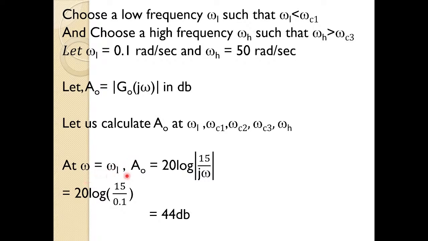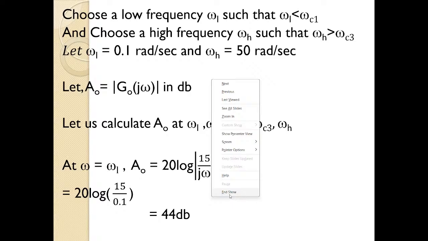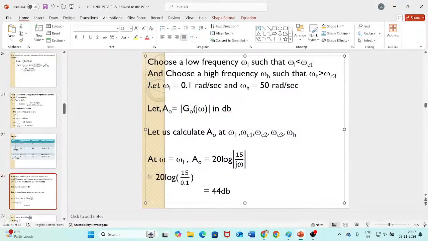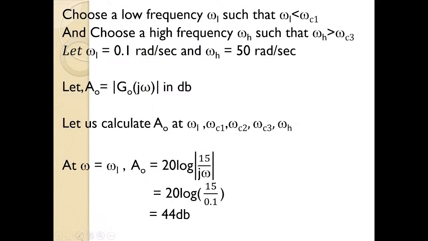So let us consider omega equal to omega L. A naught is 20 log 15 by j omega. What is omega? Omega L value is 0.1. So substitute 0.1: 20 log 15 by 0.1, you will get 44 decibels. A naught at omega equal to omega L is 44 decibels. Now let's go to the next.